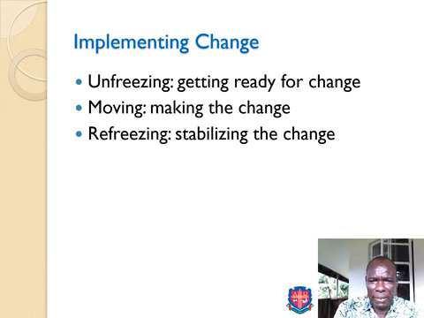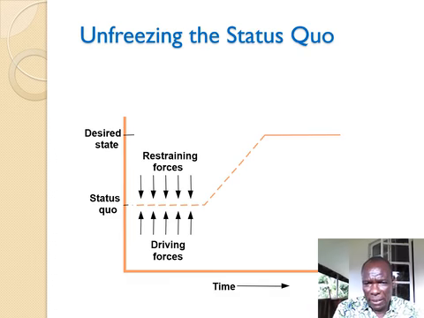You don't want to go backwards. You need to refreeze so that the change can be implemented. So this is another illustration of the same thing. On the y-axis, you have the desired state, and on the x-axis, you have time. In the middle there, you have what we call the status quo. There must be driving forces coming from below to change the status quo. But from above, there are restraining forces. Okay? Wherever there is a need to change the status quo, there are also restraining forces.